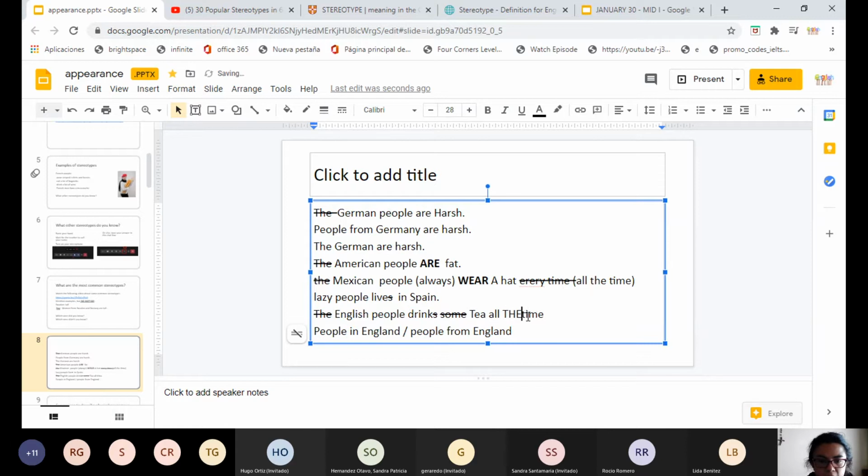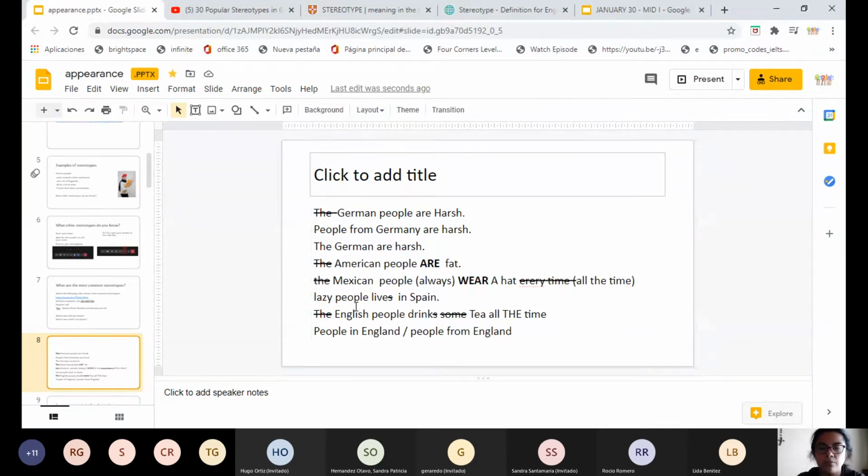Okay? So you can say English people drink tea all the time. People in England drink tea all the time. People from England drink tea all the time. Or as you say before, always, right? People Spanish is lazy and always late. Okay, so here remember we say Spanish people, not people Spanish, Sandra Hernandez, but Spanish people. Spanish people is or Spanish people are? What's your opinion, guys?